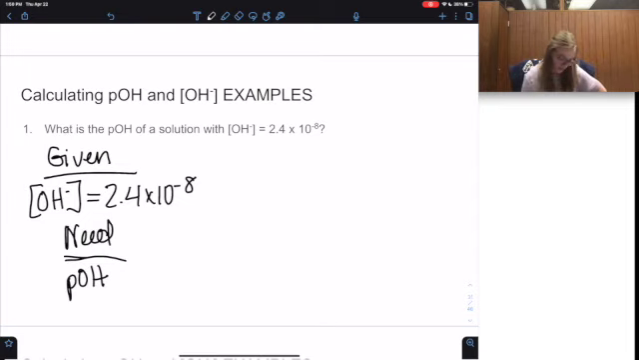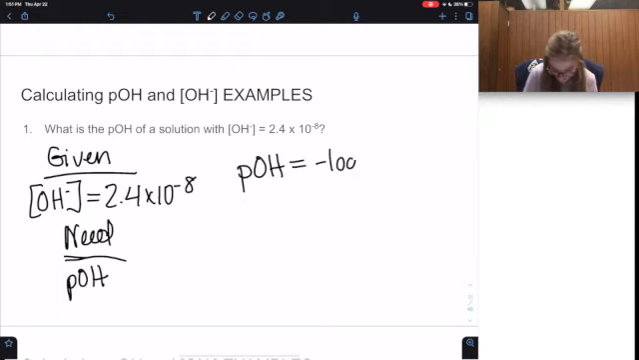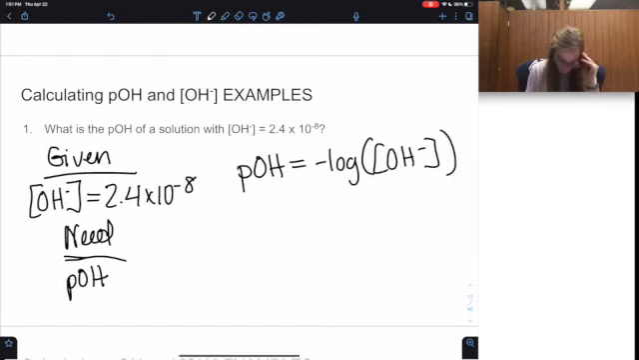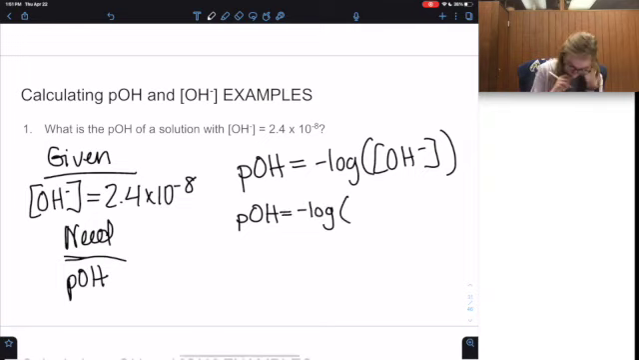So I'm looking for pOH, and I'm given the concentration of OH minus. Well, we do have an equation that relates those two concepts together. That is that pOH equals minus log times the concentration of OH minus, that hydroxide ion. So we could say that pOH equals minus log of that concentration of OH minus that we're given in our problem. So I'll go ahead, plug that in.